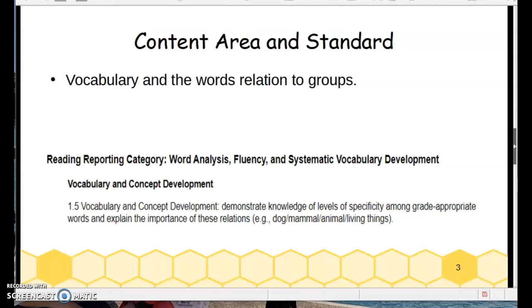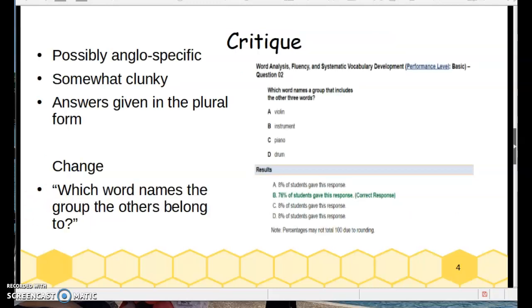This question covers vocabulary and the words that relate to groups. The student is to demonstrate knowledge of levels of specificity among grade appropriate words and explain the importance of these relations. As this is an English question, the choices are rather Anglo-specific, which may not be familiar to all students, but the question actually only requires a vague knowledge of different instruments and a good grasp on the word instrument itself.